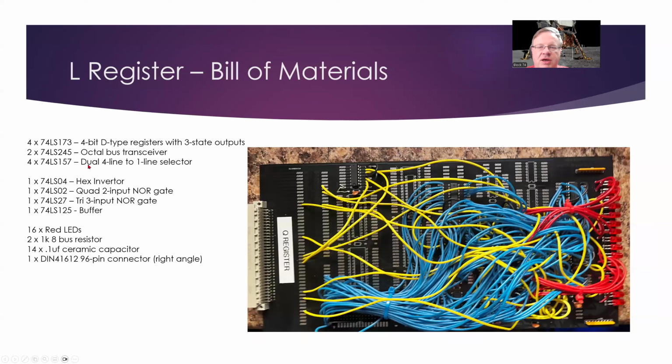We'll have 4 dual 4-line 2-to-1 selectors. This allows us to either do that shift operation if we're doing a multiplication, or just load the data in directly off the right lines. And then this is our control logic. So we've got 1 hex inverter, a quad 2-input NOR gate, and then a triple 3-input NOR gate. So again, thankfully, understanding that channel bus logic has simplified things quite a bit.